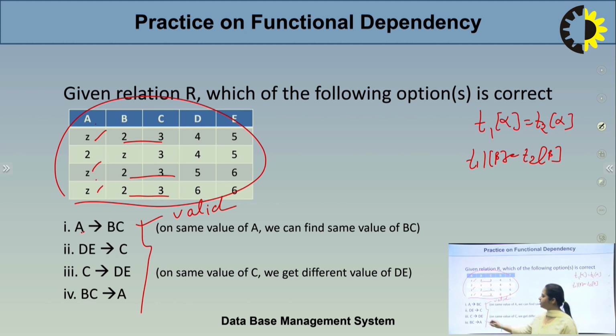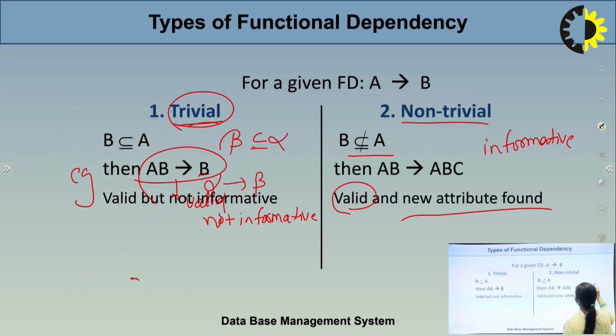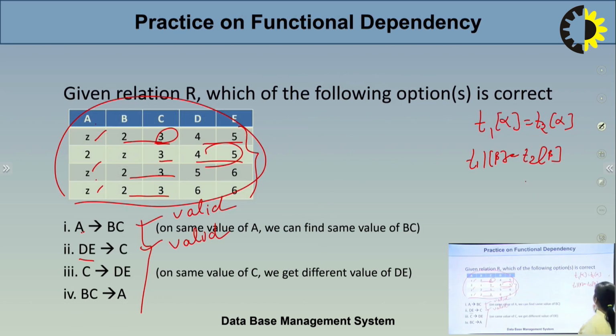Now, let's check the next dependency, DE tends to C. After getting the value of DE, I can find the value of C. Let's first identify the same value of D and E, 4, 5 and 4, 5. On 4, 5, I am getting the value of C as 3, and again 3. So, on the same value of D and E, I am getting the same value of C. So, this is also valid.